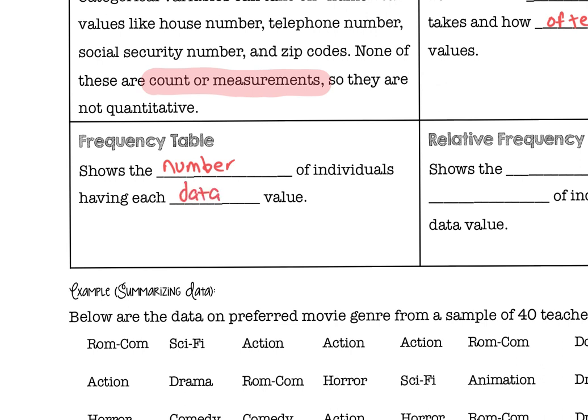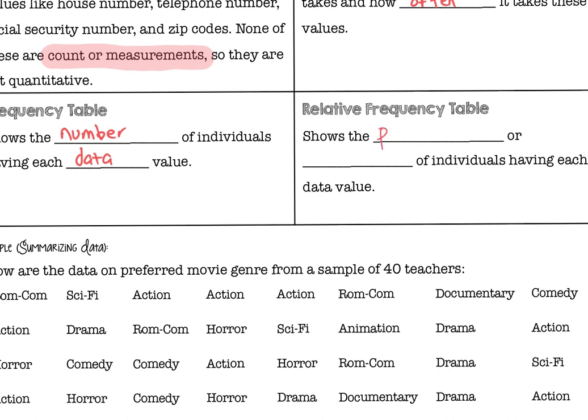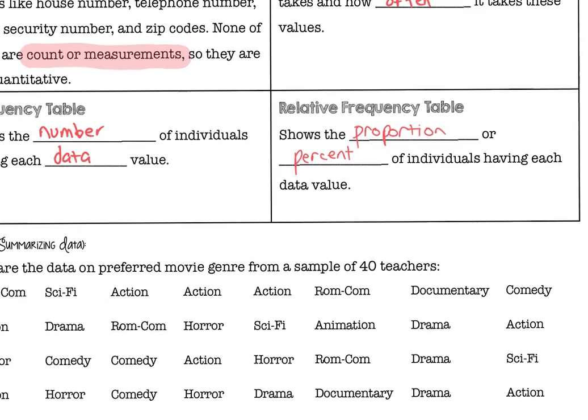Okay, so similar to a dot plot, but it's not a plot, it's simply a frequency table. So it shows you the number of individuals having each data value. And then also that goes along with it, the relative frequency table will look very similar, will have the same individuals, but instead it just shows the proportion or percent of individuals having each data value.